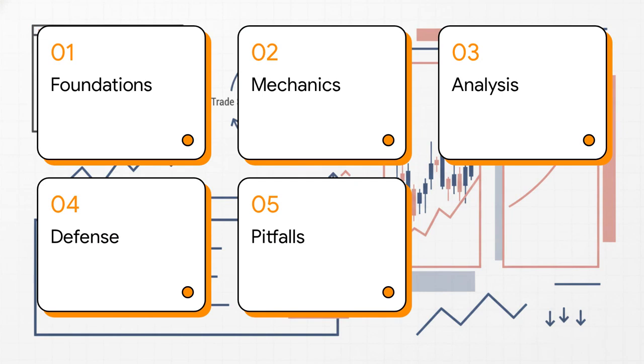So to get a handle on this, we've put together a kind of 5-part playbook for you. First, we're going to cover the basics. What are these things? Then we'll get into how they work, the mechanics. After that, we'll look at how people actually trade them, how you analyze them. And of course, the super important stuff, how you manage your risk. We'll wrap things up by going over the most common mistakes people make, so you can hopefully avoid them.